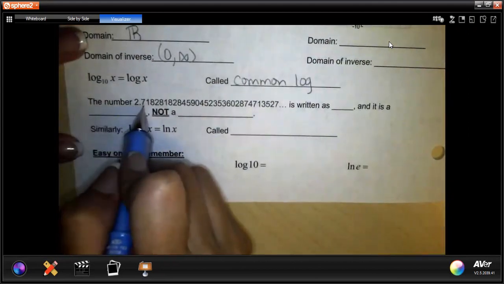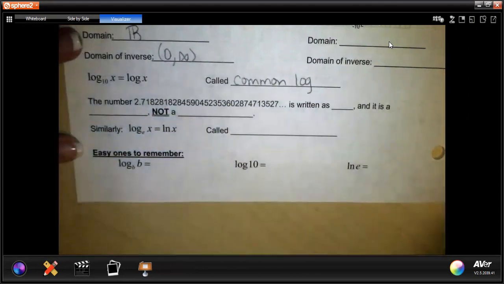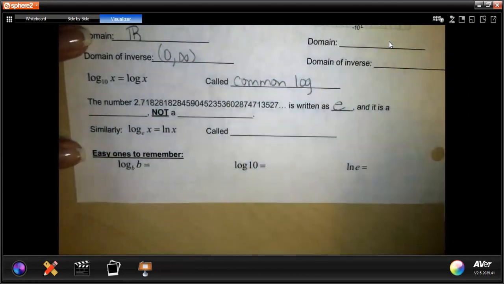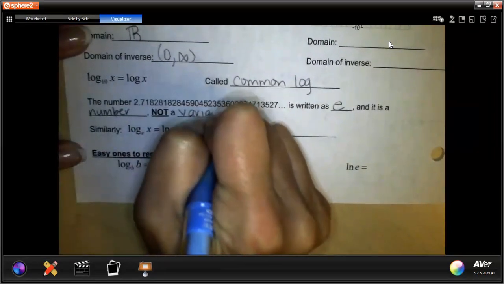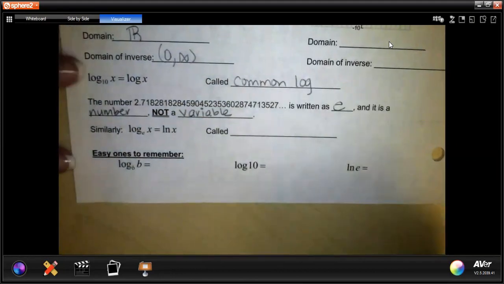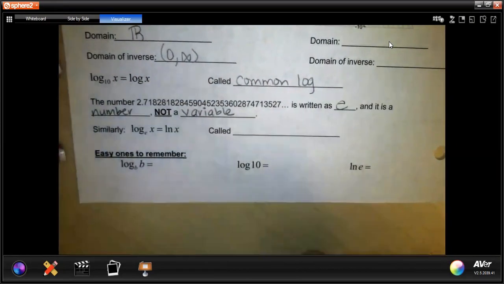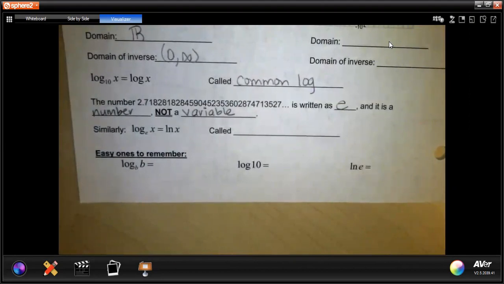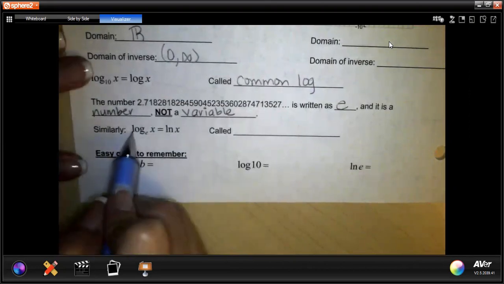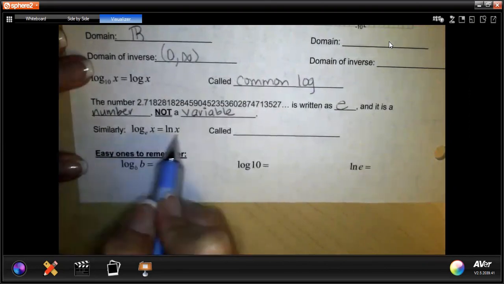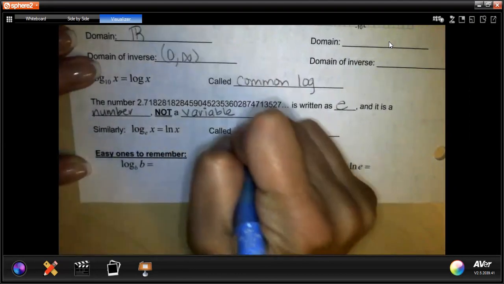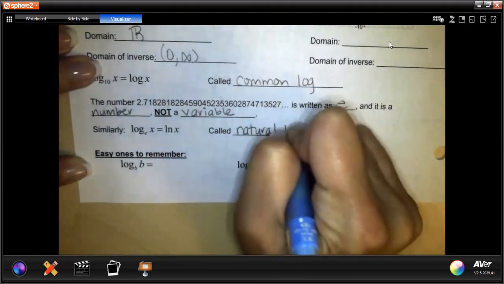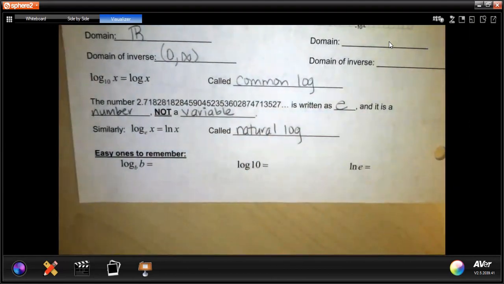The number 2.718281284, which continues to go, is written as e, and it is a number, not a variable. So keep that in mind. 2.718, which I told you we can learn as 2.72, is e, and it is a number, not a variable. A log with a base of e of x is equal to the natural log of x. That's what this is right here. This ln x stands for the natural log of x, and that is a log with a base of e.